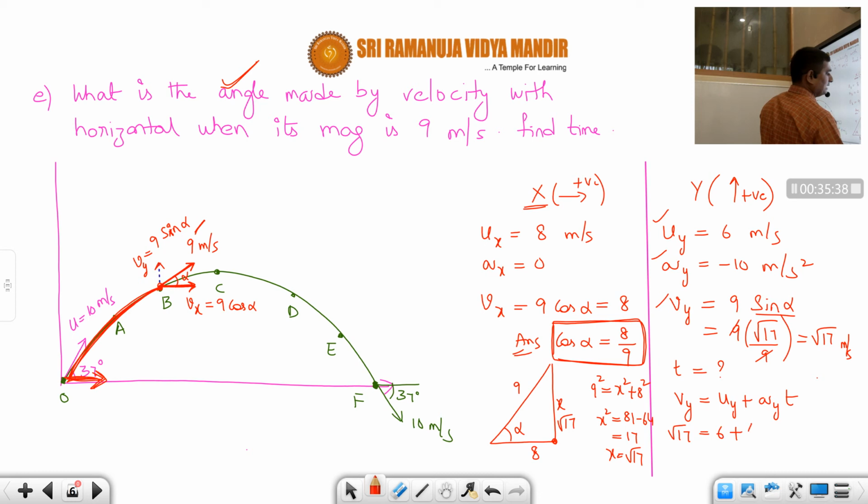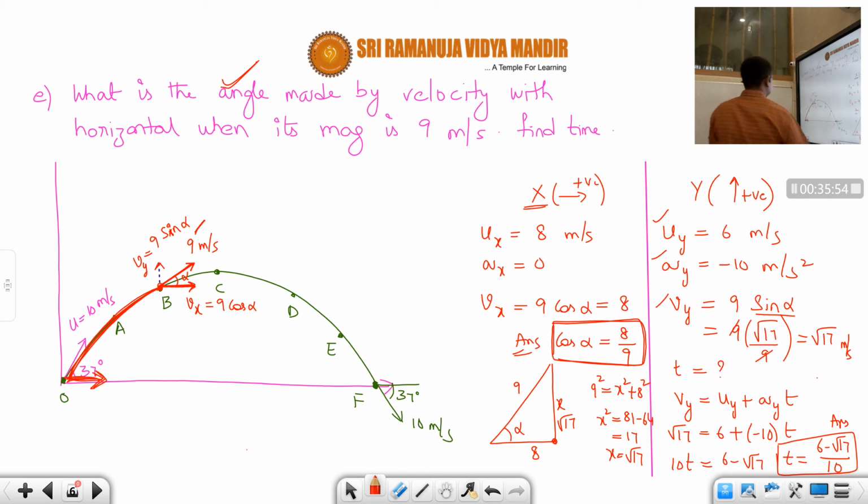Uy is 6 plus ay is how much? Minus 10 into t. So therefore 10t is equal to 6 minus root 17, or t is equal to 6 minus root 17 by 10. This is the answer: 6 minus root 17 by 10. For going from O to B, this equation I am applying from O to B. Please remember, O to B.